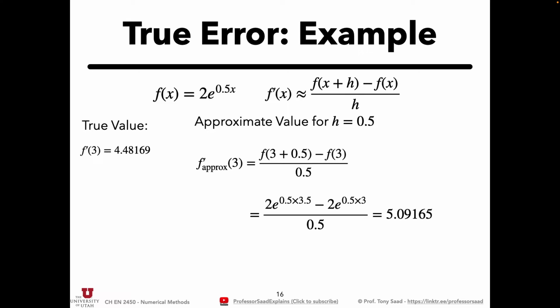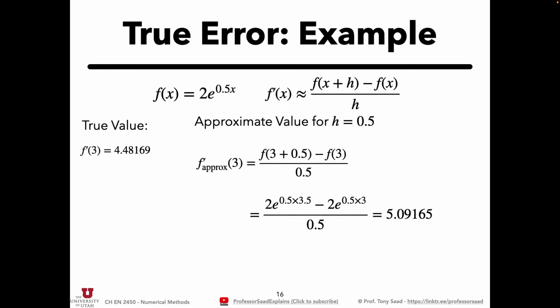And then substitute the value of the function f, which is 2e to the 0.5x, right? So you get 2e to the 0.5 times 3.5. That's 0.5. That's the factor outside. And this is x plus h. This is x, over 0.5. You get some number for f prime of 3.